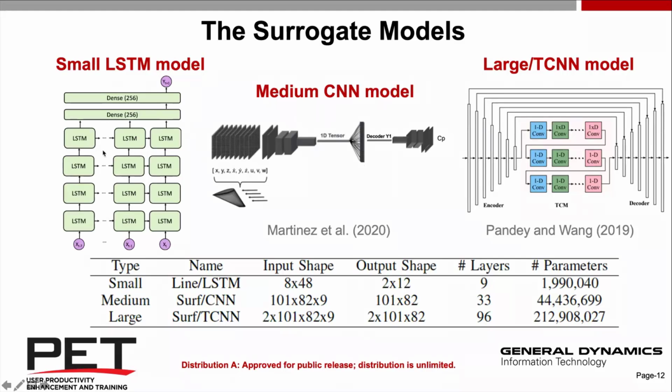The smallest model here is an LSTM model. It has a number of LSTM layers, actually 9 layers and about 2 million parameters. The medium model uses 2D convolutional layers with 33 total layers and 44 million parameters. And the large model is a temporal convolutional neural network, or TCNN, and it has 96 layers. Basically it has a 1D convolutional neural network sandwiched between encoder and decoder regions. These are composed of Keras time distributed layers.